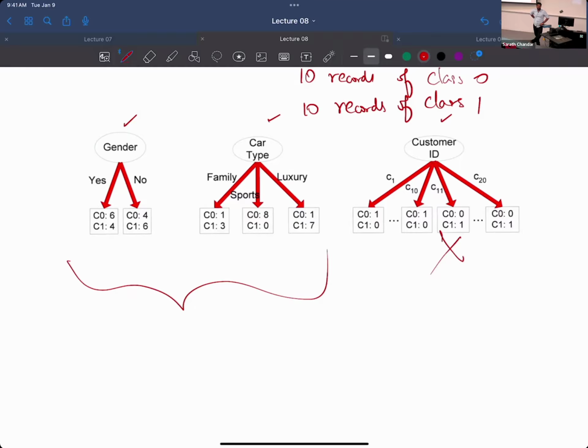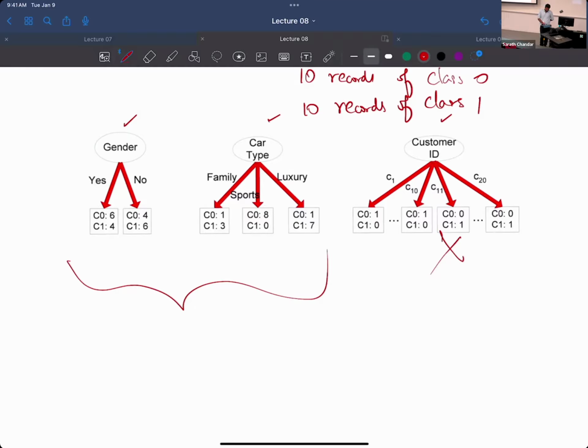Now comes the question of which is more discriminative, right? If I do gender, it's almost 50-50, so I'm not making progress in my problem by doing gender, because on the left side you have 6 class 0, 4 class 1. On the right side you have 6 class 1 and 4 class 0, right? So I'm not making much progress in the classification problem.